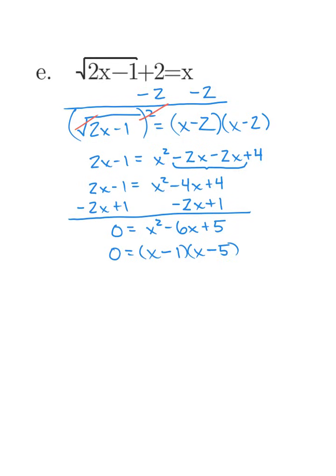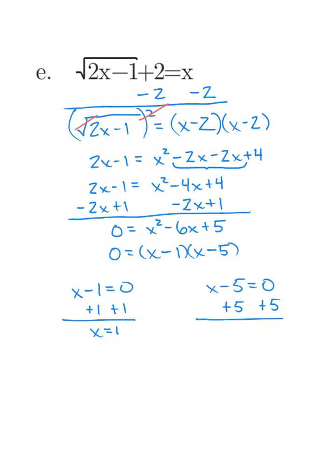Okay, so we go ahead and set each one of these equal to 0. For the first one, I can add 1 to both sides. We get x equals 1. Second one, I can add 5 to both sides. And I get x equals 5.